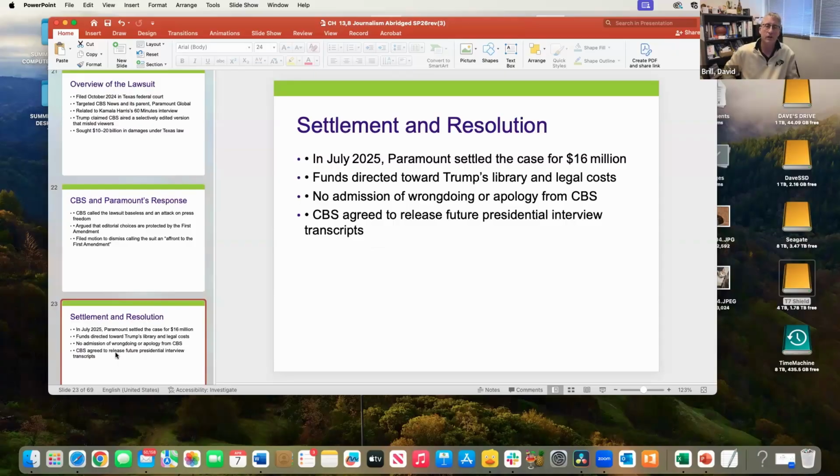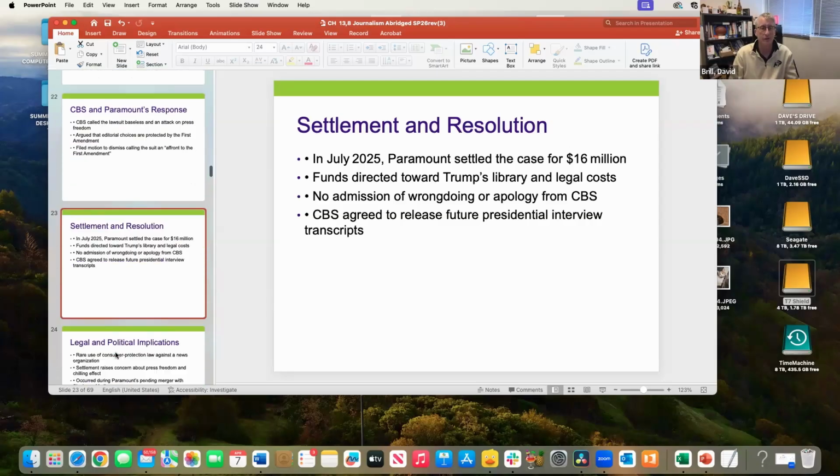The resolution came in July of 2025 when Trump obviously was already president. They settled the case for $16 million, which is significantly less than the billions of dollars that he sued for. The funds that they did get were directed toward Trump's library and legal costs. No admission of wrongdoing or apology from CBS. And CBS agreed to release the future presidential interview transcripts.